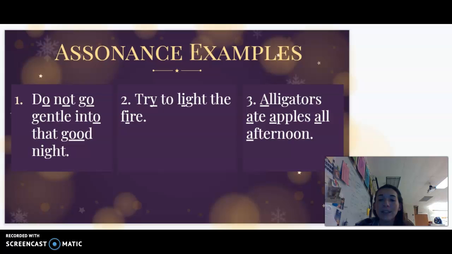Try to light the fire. So we have that I sound that is being repeated because the Y sounds like an I in try, and light and fire. Alligators ate apples all afternoon. You might remember this one from alliteration. Alliteration and assonance can sometimes overlap, and in this case it does because the beginning sound in each of the words is the same, but it is also a vowel sound. So alligators ate apples all afternoon would be assonance and alliteration.